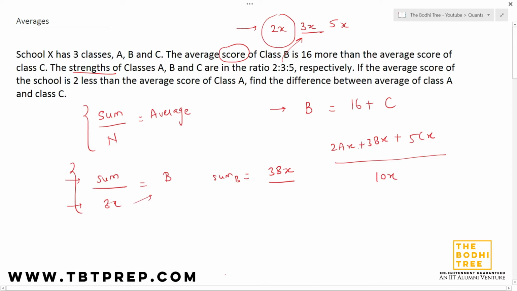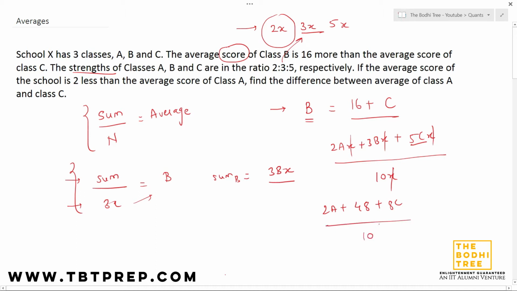right? And we can easily get rid of this x because we can take out this x common and we can get rid of this x. So now we have 2a plus 3b, but what we'll do is we'll substitute b with 16 plus c. So we get 3 into 16, that is 48, plus 3 into c is 3c, plus this 5c, right? 3c plus 5c, we get 8c, and we have 10 as the denominator.